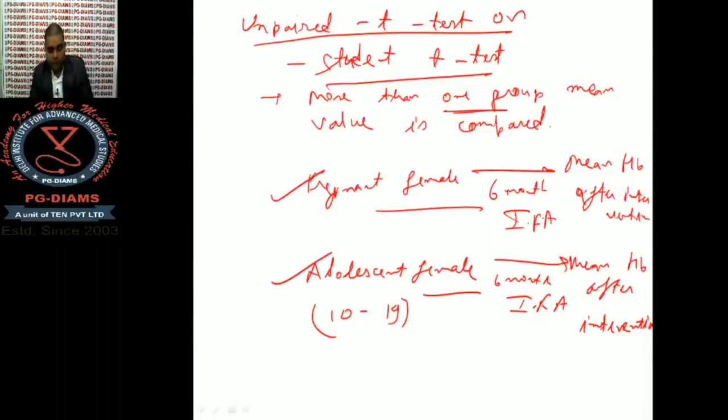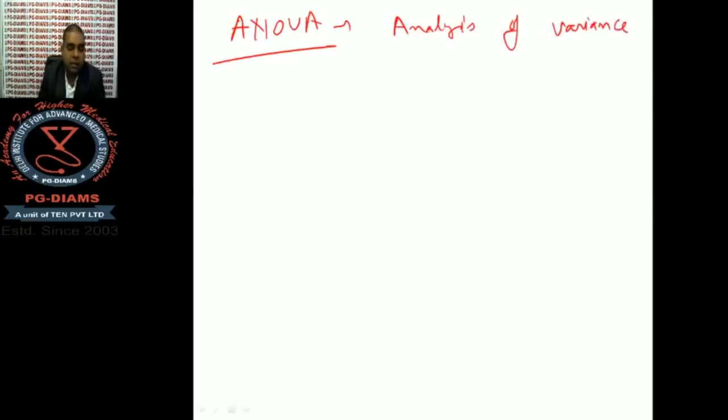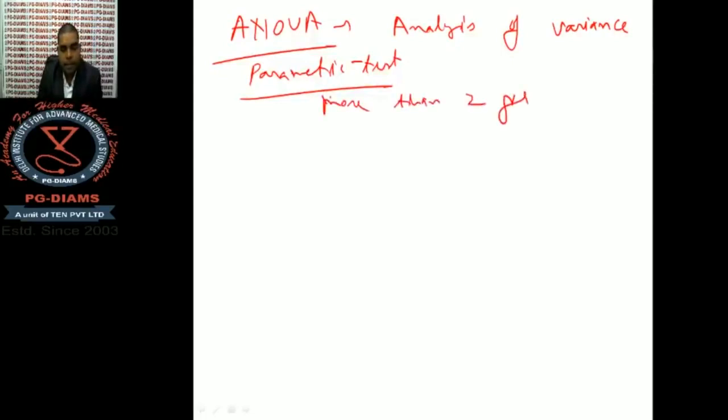Now the third type of test is ANOVA. ANOVA is known as analysis of variance. And analysis of variance is again a type of parametric test. So we measure only quantitative variable. I already told you that parametric test measure only quantitative variable. So in analysis of variance you have more than two groups, and mean is compared.